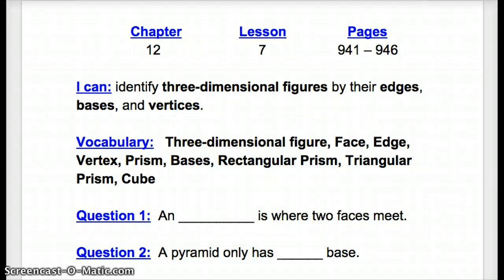Today's lesson is Chapter 12, Lesson 7 on pages 941 through 946. Our objective is I can identify three-dimensional figures by their edges, bases, and vertices. Vocabulary: three-dimensional figure, face, edge, vertex, prism, bases, rectangular prism, triangular prism, and cube.